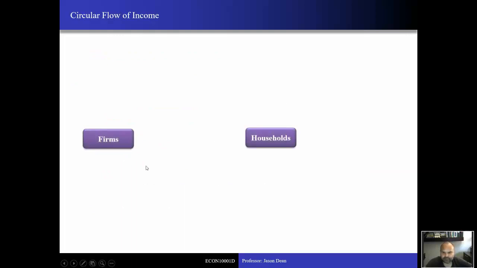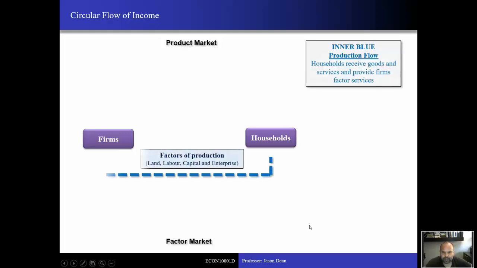Okay, so let's look at the circular flow of income. So again, we have our two sectors, firms and households. Consider the product market and the factor market. So the product market relates to goods, the goods and services that are produced. The factor market, we're thinking of the factors of production, the market for, say, for example, labor. Households provide firms with the factors of production. As I said earlier, they're owned by the households. So households own labor, land, capital, and enterprise, and households provide that to the firms.